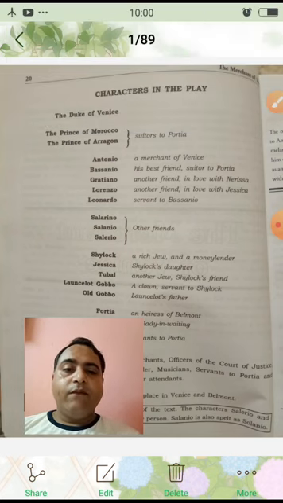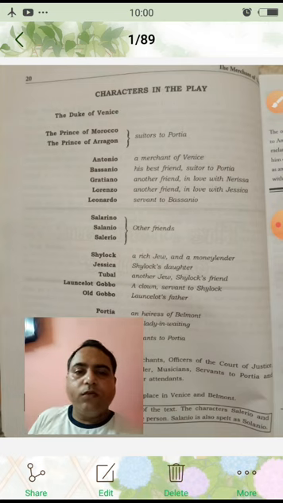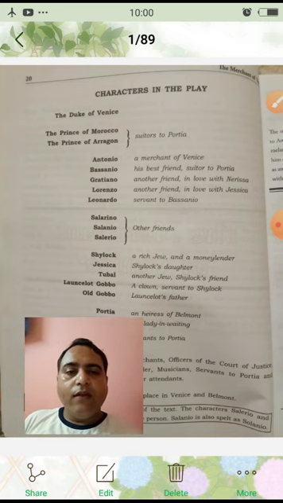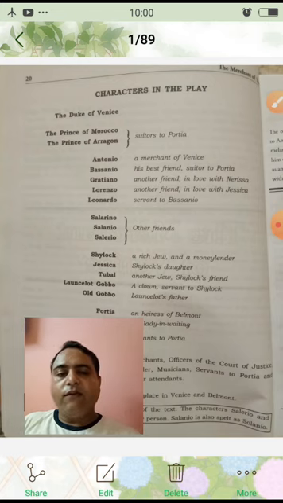In the same way, Antonio, Bassanio, Gratiano, Lorenzo, Leonardo, Salarino and Salanio, they all are Christians. Now, Bassanio is Antonio's best friend, who is wooing Portia. Another friend, Gratiano, is in love with Nerissa. Then Lorenzo is another friend of Antonio and he is in love with Jessica. Leonardo is servant to Bassanio, and Salanio and Salarino are other friends of Antonio.